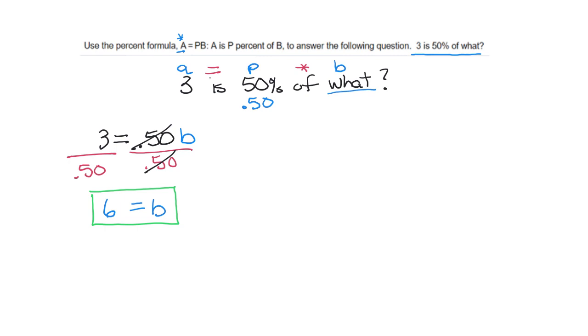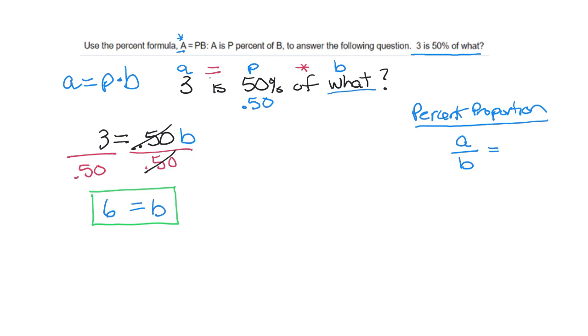There's also another way you can work this. We know that the percent equation is A is equal to the percent times the base. We also have what's called a percent proportion. And this can be written as the amount divided by the base is equal to the percent over 100. Remember that per 100 is definitely changing that into a percent.